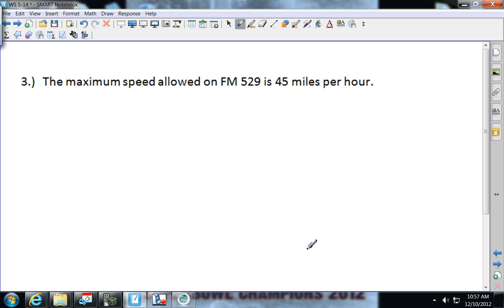Number 3. The maximum speed allowed on FM 529 is 45 miles per hour. Okay, maximum means what? Less than or equal to 45. So you've got to go 45 miles per hour or less. What's the slowest you could go? 0. You could be stopped. You can go anywhere from 0 to 45 miles per hour.